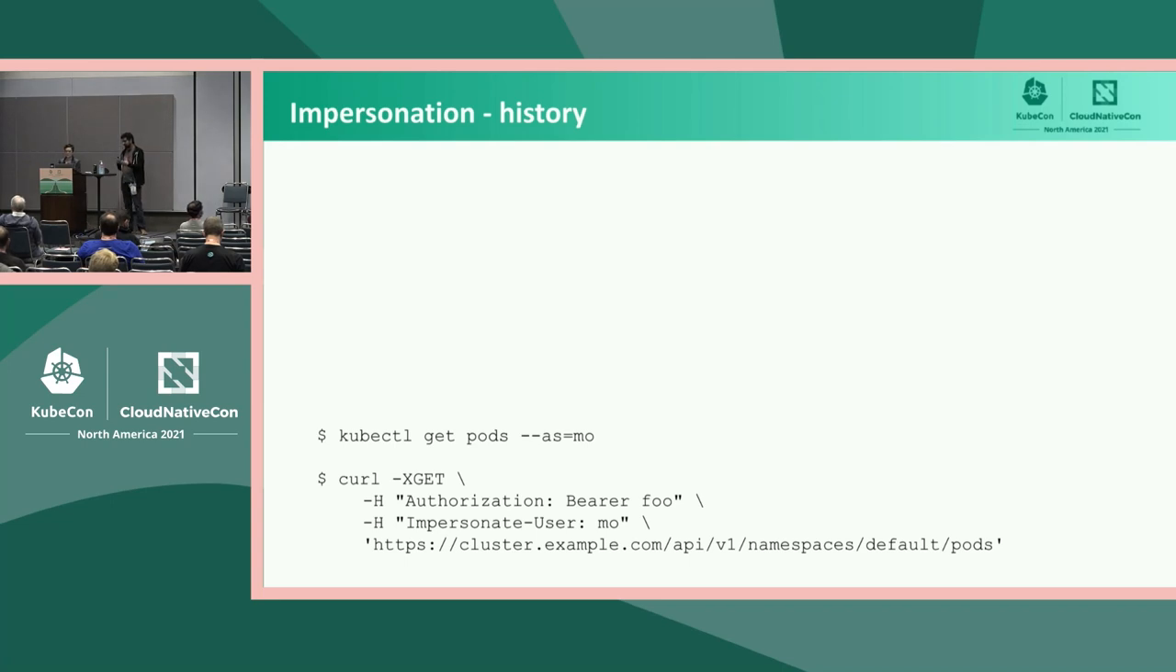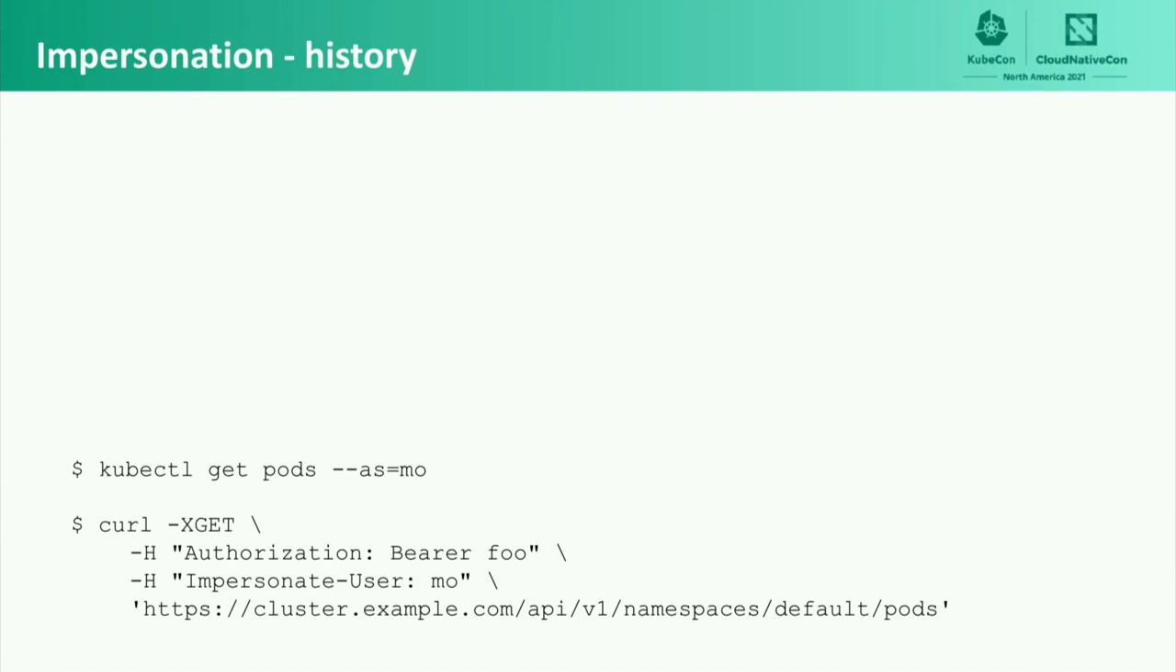So I'm pretty sure many folks are familiar with impersonation through kubectl. You can see the command on the bottom of the screen. Someone's trying to get pods, but they want to run this command as a different identity. And then the curl command right under that describes what is actually happening, right? You're authenticating as some identity, and then you're asking the API server, hey, I want to act as some other identity. Do some authorization checks and let me act as that other identity instead.